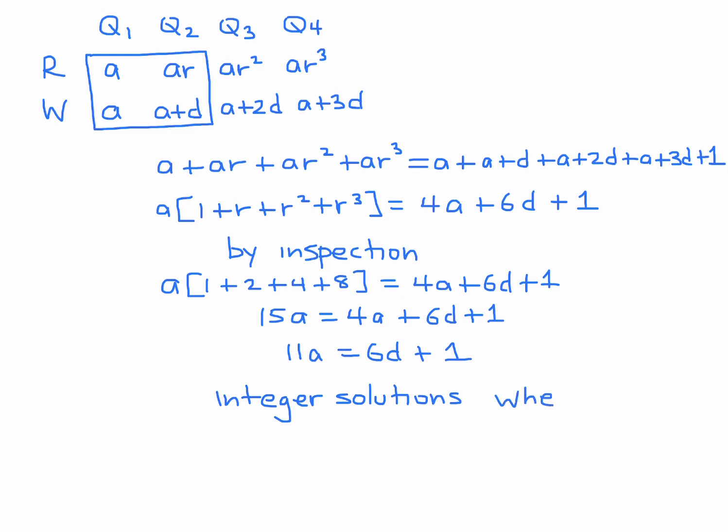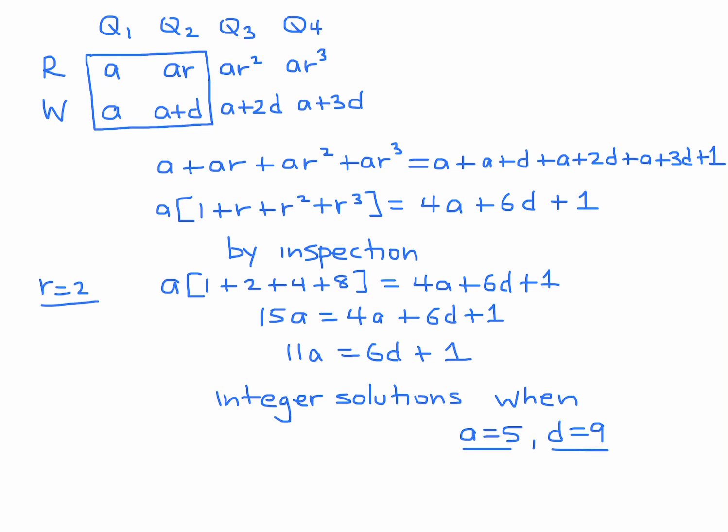When you fiddle around with this, it'll work when A is 5 and when D is equal to 9, right? Because you have 55 on this side, and this side you'll have 6 times 9, 54 plus 1, which is also 55. So there you go. With a little bit of plug and play, we got the values. I had said R equal to 2, right? 5 for A and 9 for D.